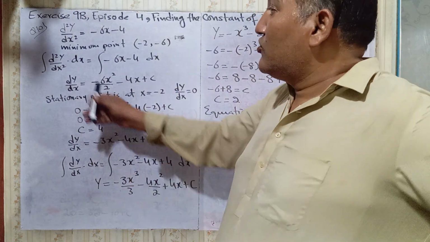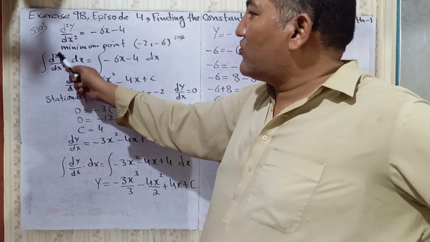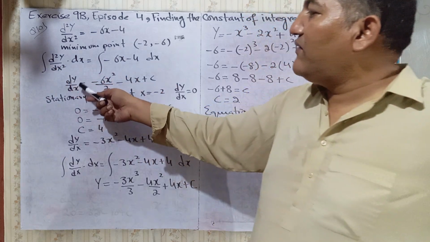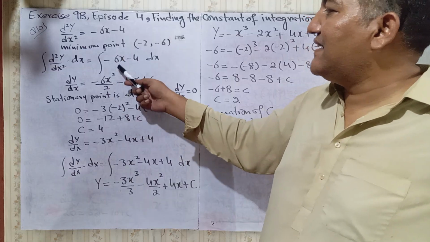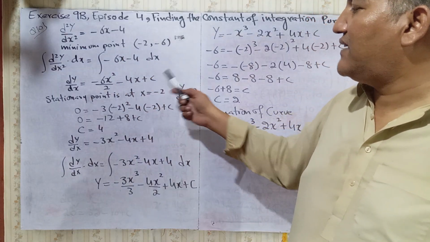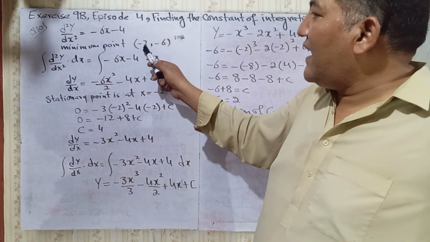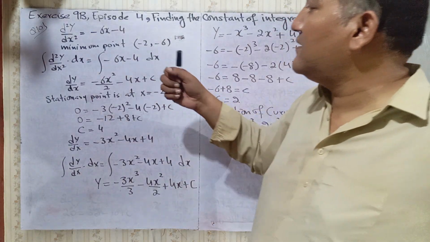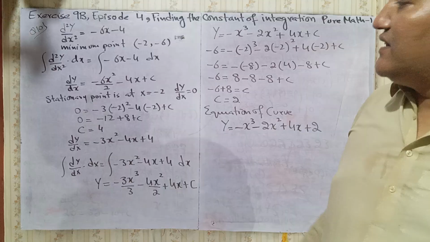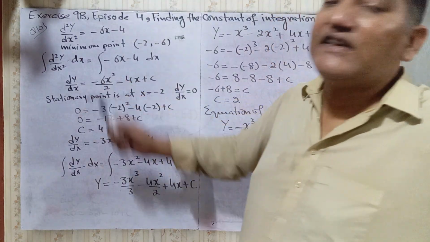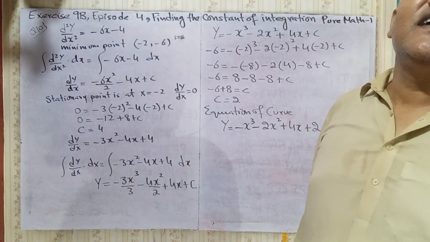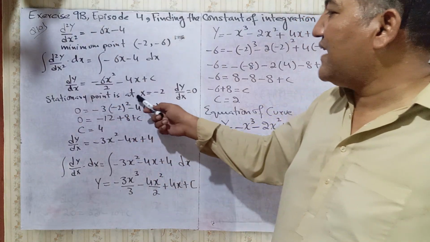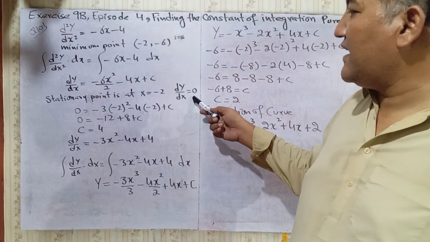Okay, so I will integrate both sides. So integrating d squared y by dx squared with respect to x, you will have dy by dx, and this will become minus 6x squared by 2 minus 4x plus c. Because the minimum point means it's a stationary point, at x equals minus 2 the value of dy by dx is equal to 0. At the stationary point, the derivative dy by dx is 0.